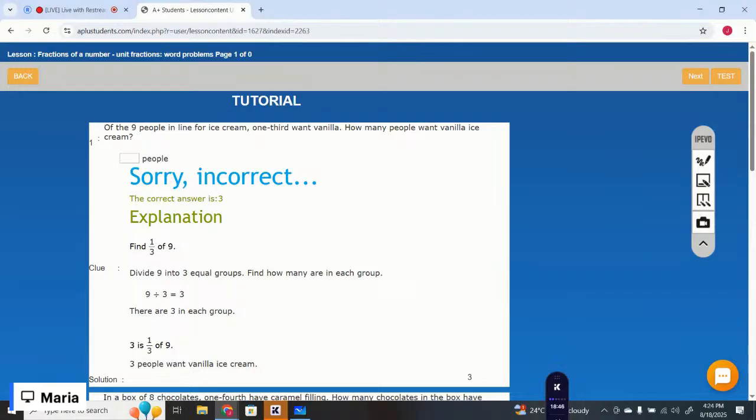Of the 9 people in line for ice cream, one third want vanilla. How many people want vanilla? So we have to do one third of 9. One third of 9 is 3. The correct option is 3.